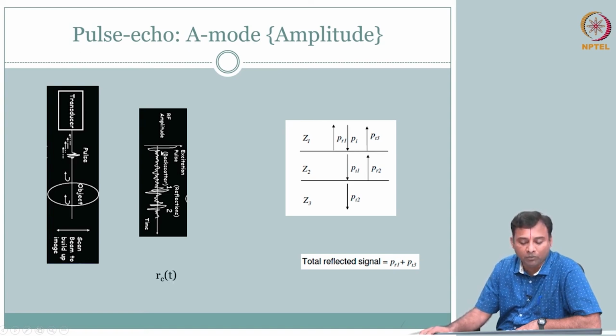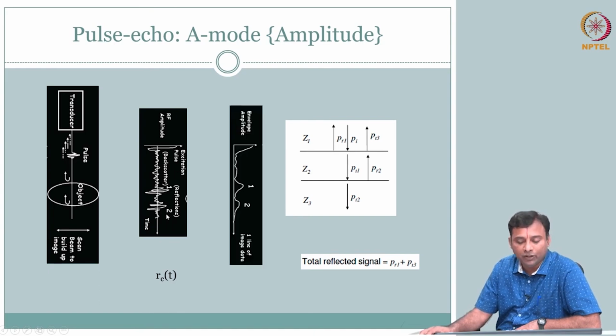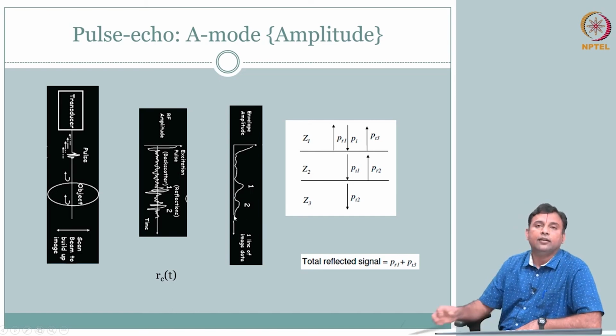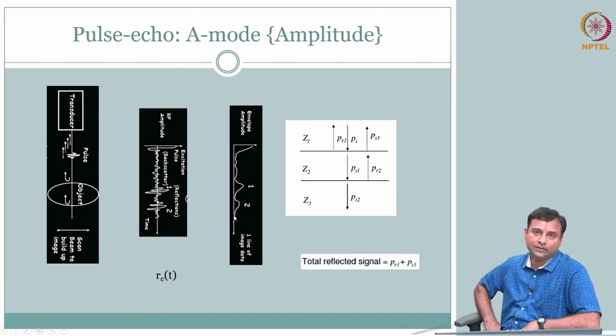Of course, this is your complex RF signal that you receive. We talked about the envelope. So what they do is you take the envelope of the signal: I have the first echo from here, second echo from here. So I can actually see this amplitude trace and tell where all there is a change in impedance, right. This is very powerful.